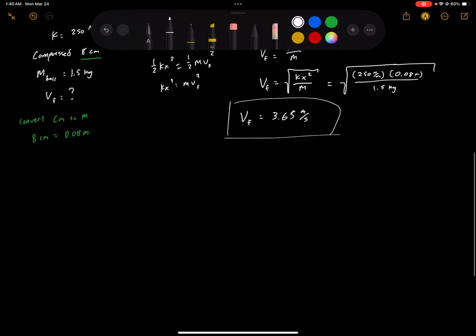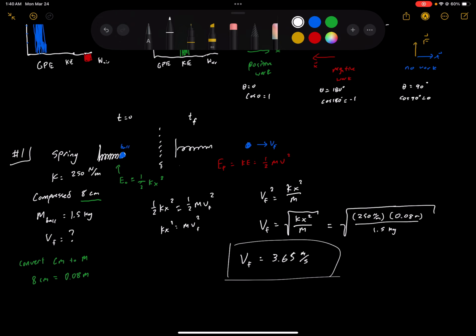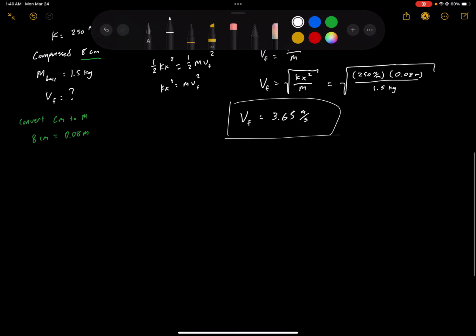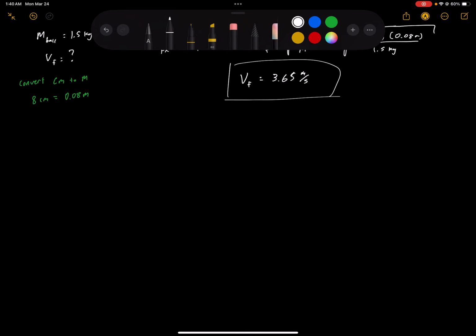All right. That's a pretty straightforward one. You just have elastic potential energy going into kinetic energy, and you just solve for the unknown. So let's do one here with a skydiver.